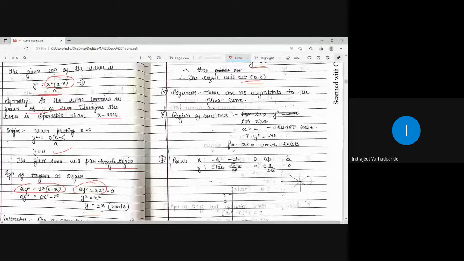There are no asymptotes to the given curve because the denominator itself is a constant term, right? Here there is no provision of getting a certain variable and putting the value of that variable, turning the denominator to 0.